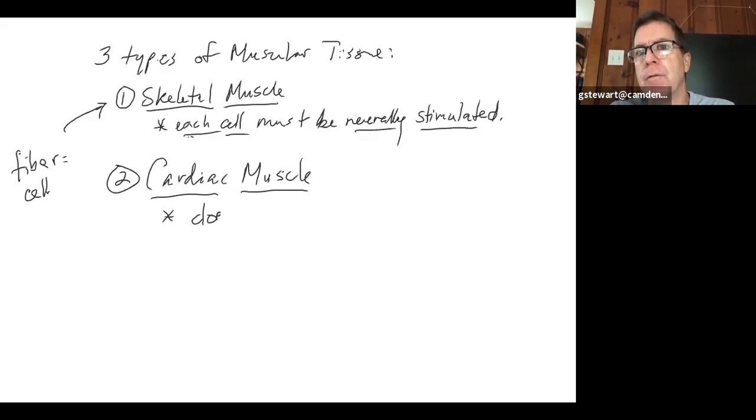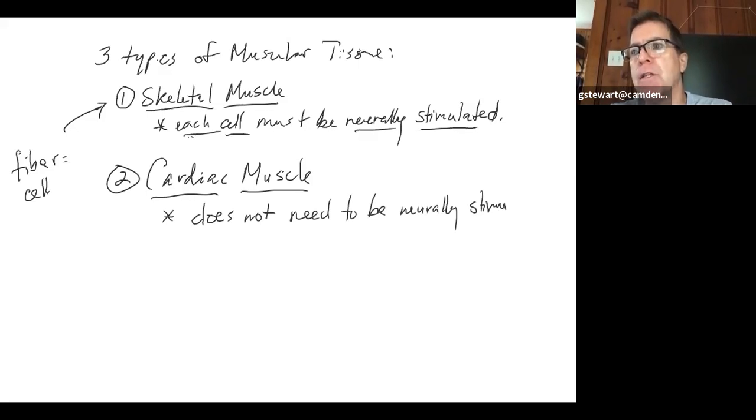And cardiac muscle does not need to be neurally stimulated in order to contract. When you take A&P 2, you'll learn why. But an actual nerve cell does not need to innervate cardiac muscle fibers in order for them to contract.